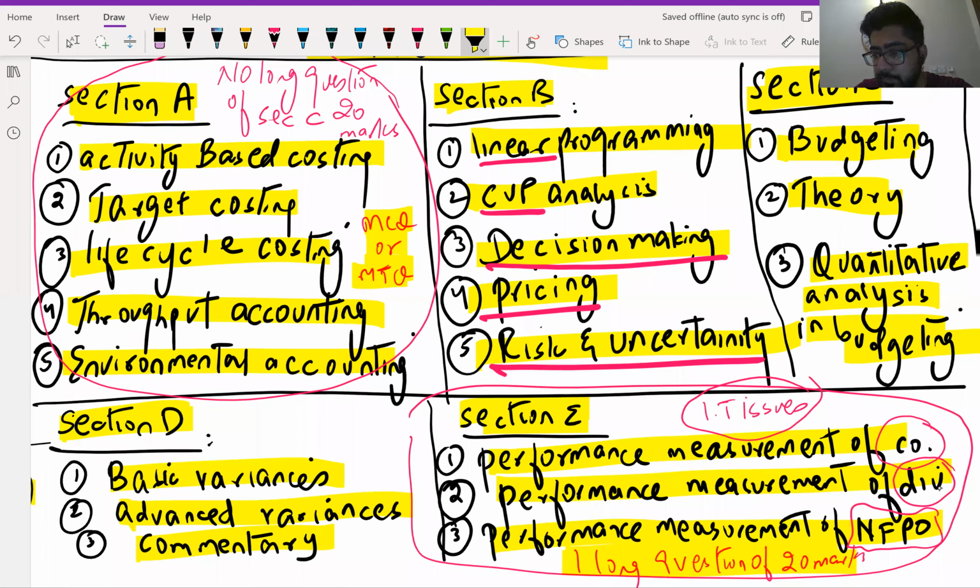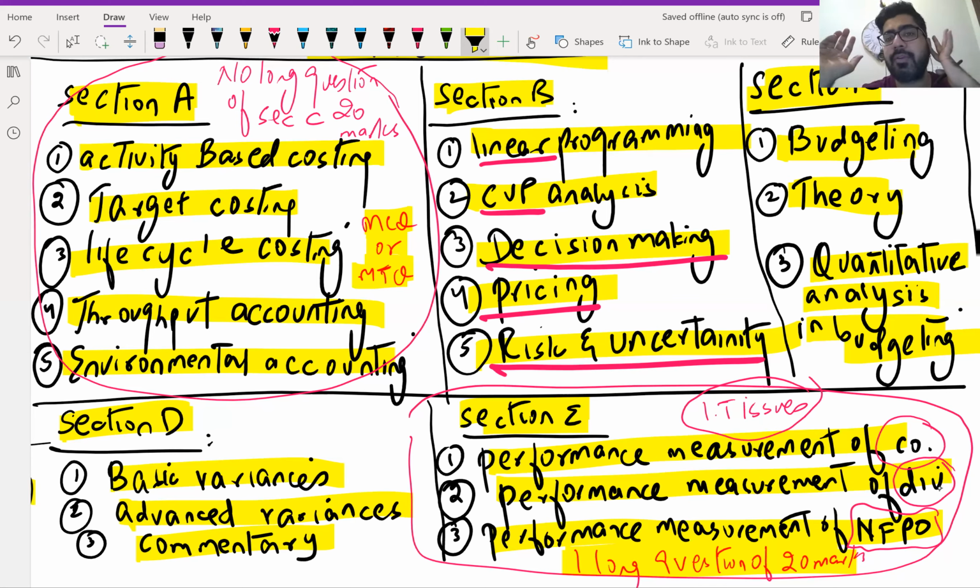So there is section A. Section A obviously will be tested in MCQ or MTQ. There won't be any long question of 20 marks from section A, 5 topics. And as far as section E, performance measurement is concerned, one long question of 20 marks is confirmed from here. Other than these two things, I don't know.